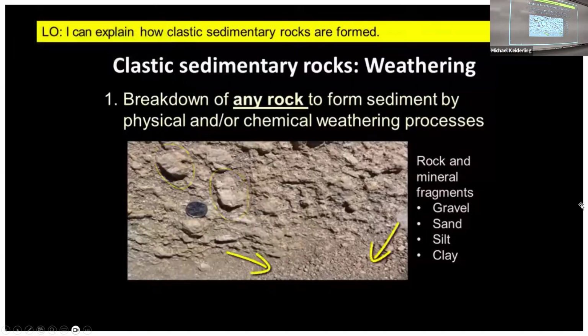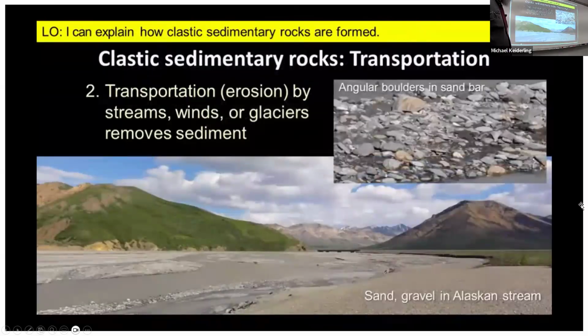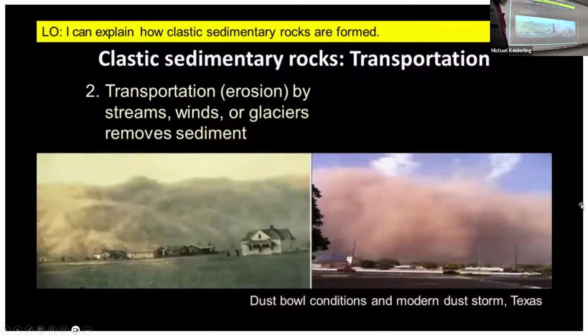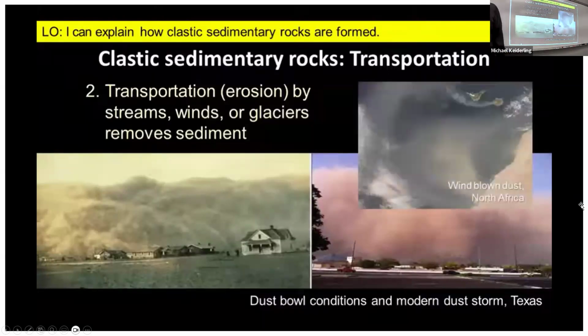Sediment like this is then eroded by transportation agents such as streams, winds, and glaciers. This river in Alaska is carrying a high sediment load as reflected by the muddy color of the water and the sand and gravel bars in the stream channel. Much of western Oklahoma and northern Texas lost their topsoil to winds during the Dust Bowl era of the 1930s, and we see similar dust storms today in drought-stricken western states. Elsewhere, dust and sediment from the Sahara Desert may be transported across the Atlantic Ocean to Central and North America.